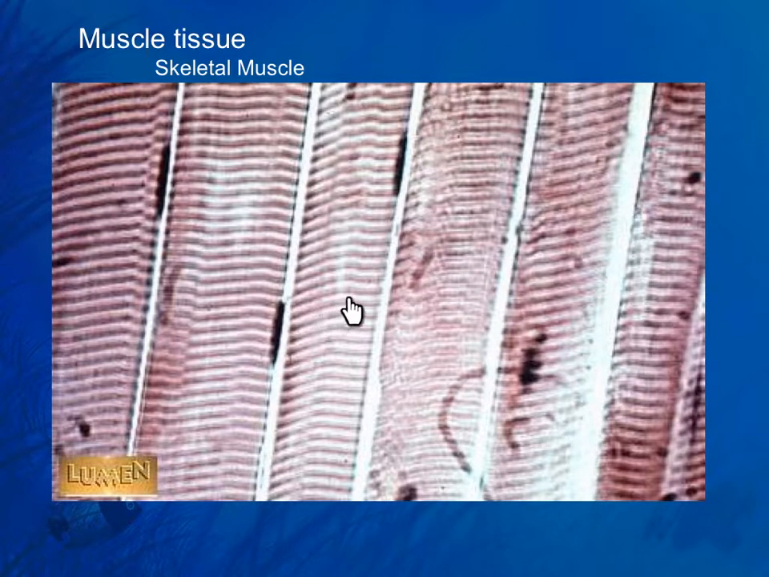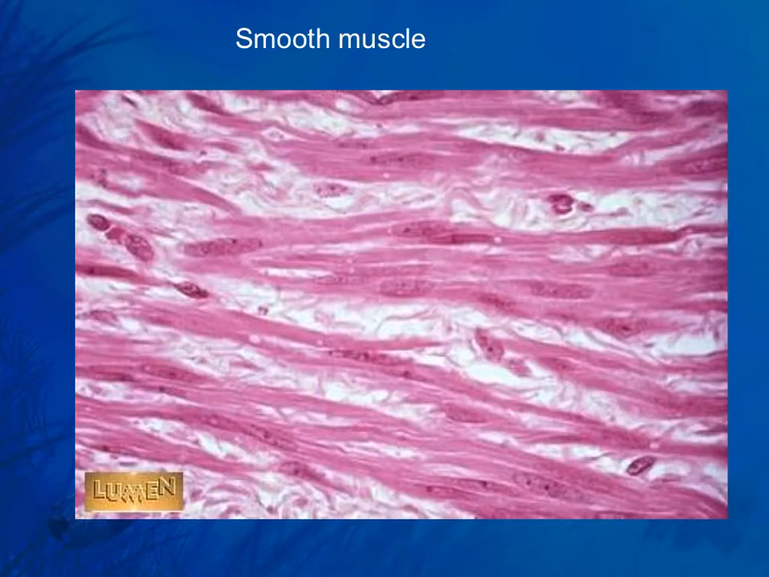These are caused by the regular arrangement of actin and myosin, the proteins that the muscle uses to contract and shorten. Smooth muscle has actin and myosin, but they're not arranged like they are in skeletal muscle, so we don't see the striation. The best way to recognize smooth muscle is that its fibers, its long cells, end in little points. So look for the little points and you can identify the smooth muscle.